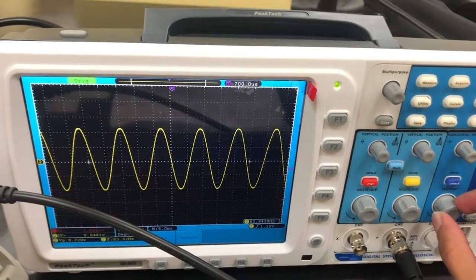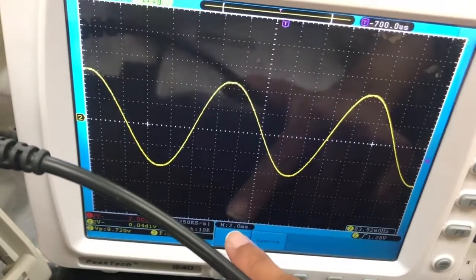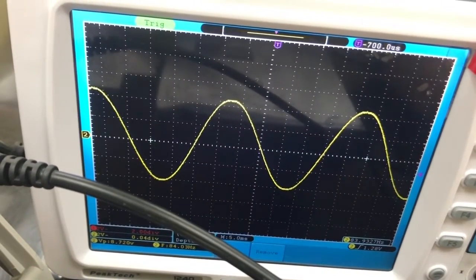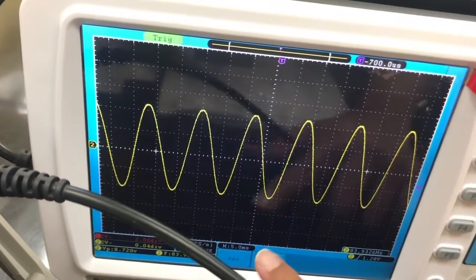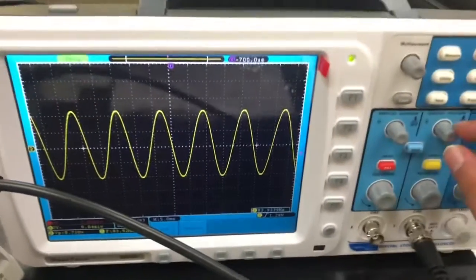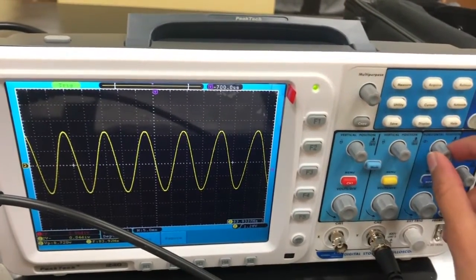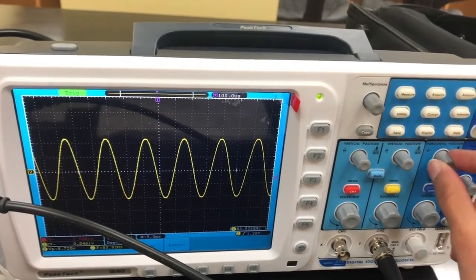Over here we have the time division. So for example, over here, every square is 2 milliseconds. If you change it back to this, every square is 5 milliseconds. We can change the vertical position from here and the horizontal position from here.